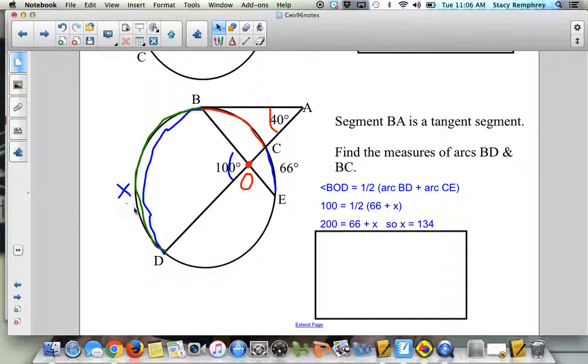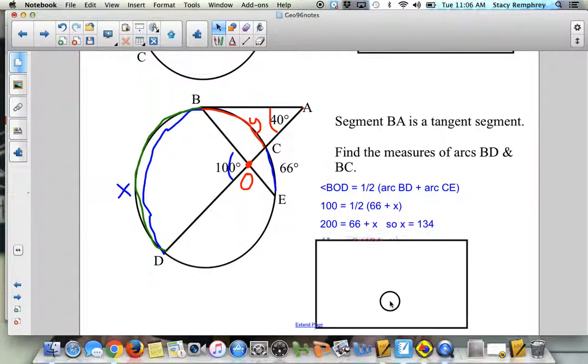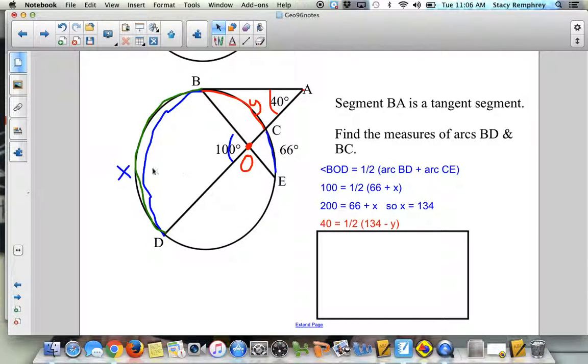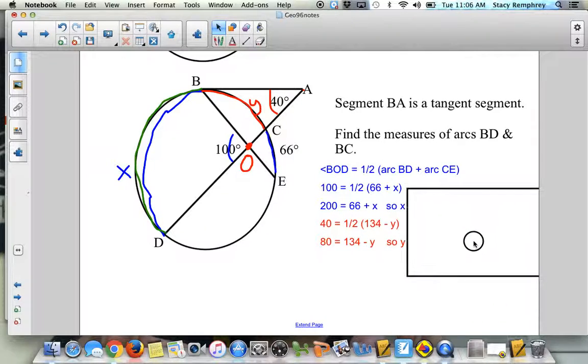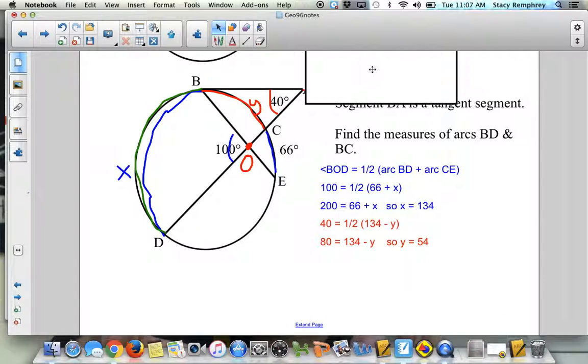I now know what the value of x is. X is 134. And I'll call arc BC Y. So I put the 134 in for the x, that green arc, and then again I solved it, and I got that y equals 54.